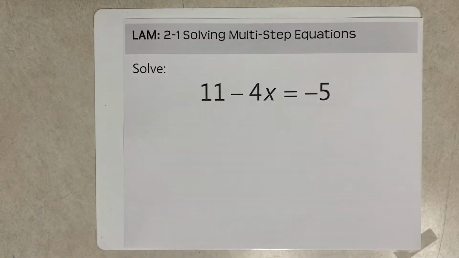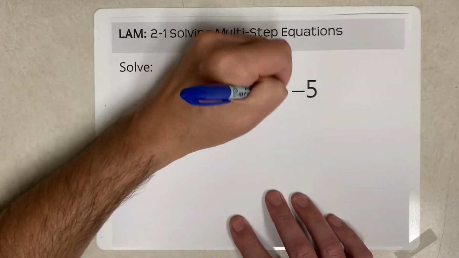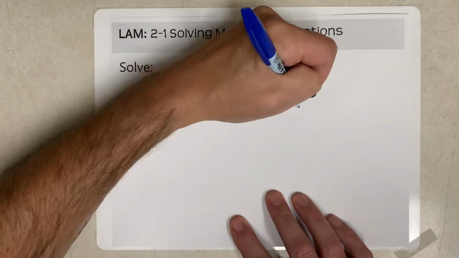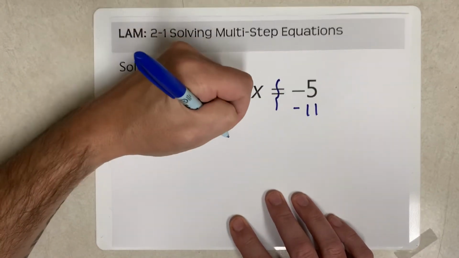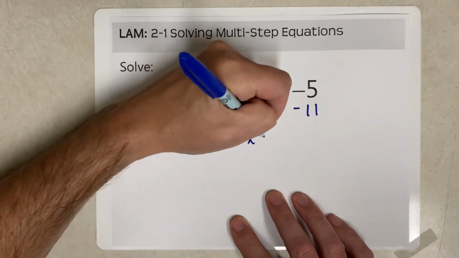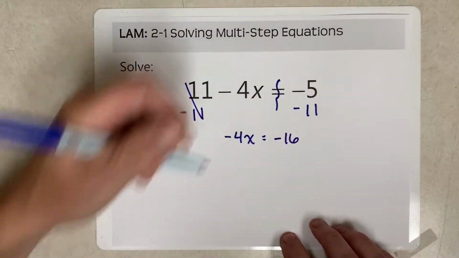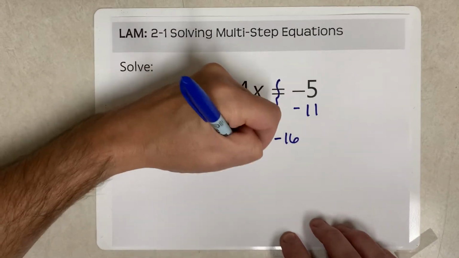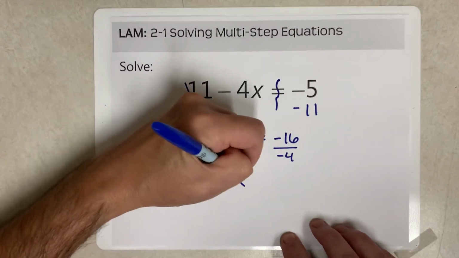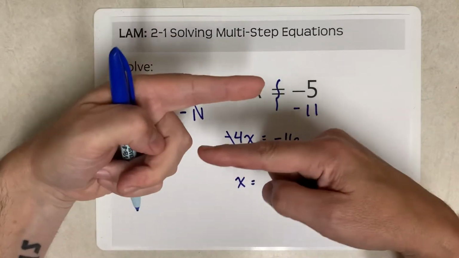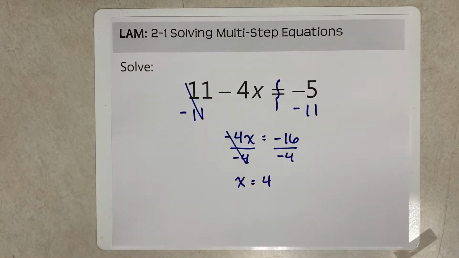All right, and this is going to be our last two-step. Let's see, subtract 11, always the constant first, then the coefficient. Negative 4x equals negative 5 take away 11 is negative 16. Divide by negative 4. Cancel those guys. And x is equal to negative over negative is positive, positive 4. All right, that's the two steps.